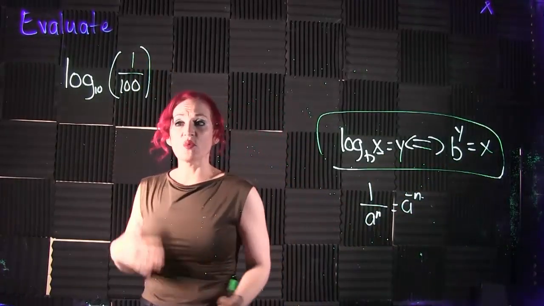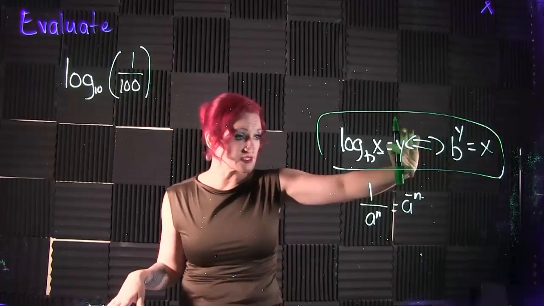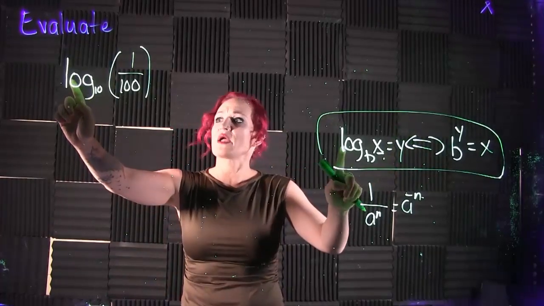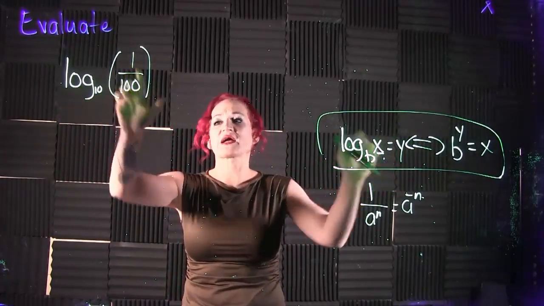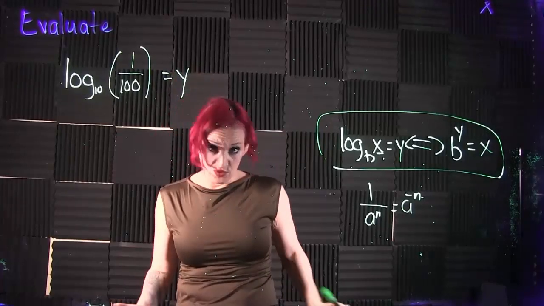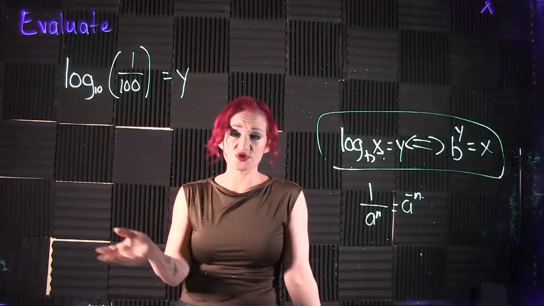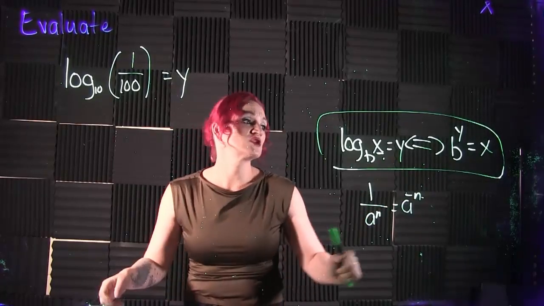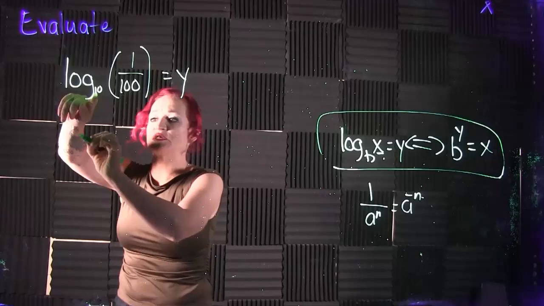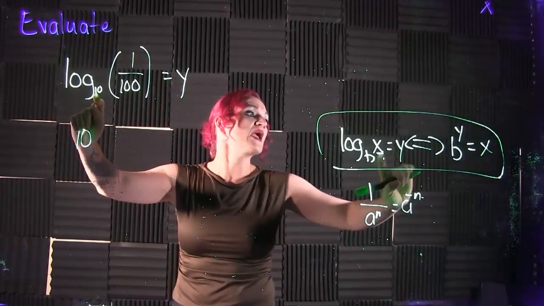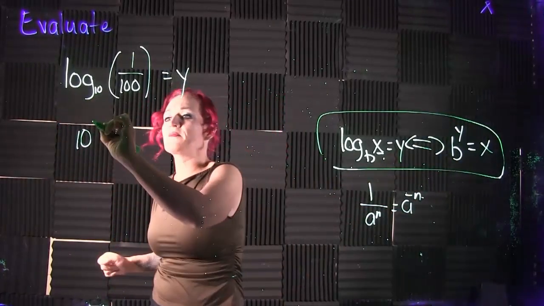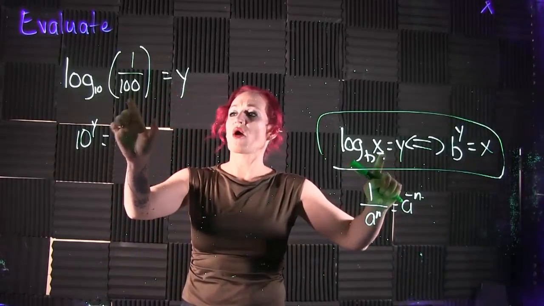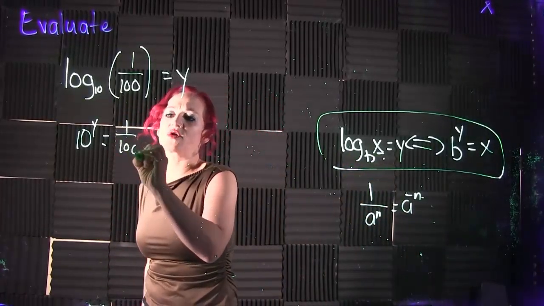So what we want to do is go ahead and get this set up in proper logarithmic form. We have log base b of our x, and we're going to set it equal to y. That is what we're solving for, so we're going to say equals y. Convert this to exponential, which means it's going to be b, which for us is a 10, raised to the y is equal to our x, which is the 1 over 100.